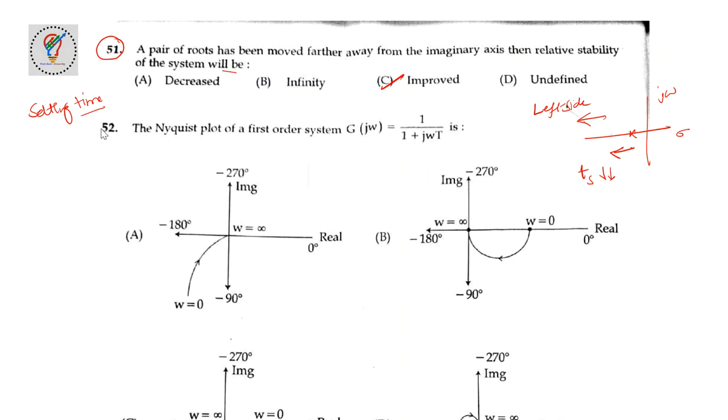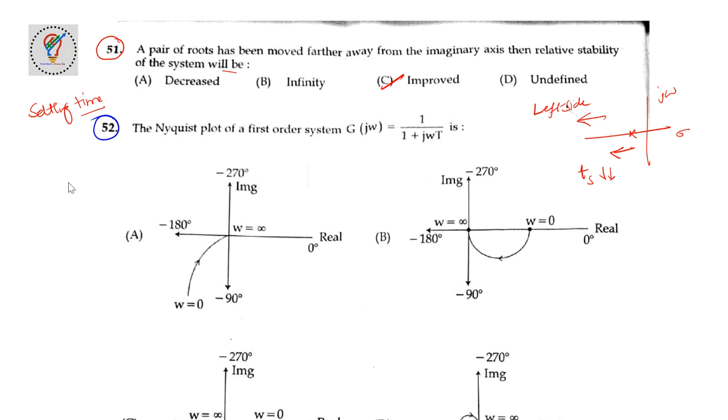Okay, next question here. The Nyquist plot of a first order system g of j omega is equal to 1 by 1 plus j omega t here is. Now we will draw the polar plot for this transfer function g of s. So to do the polar plot, first we need to take the magnitude of this g of j omega as well as phase angle. So first we will draw the table here.